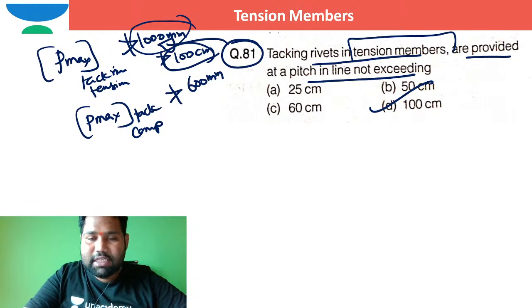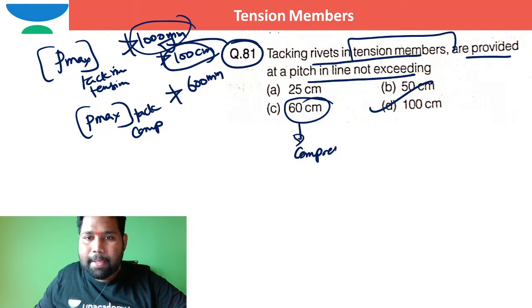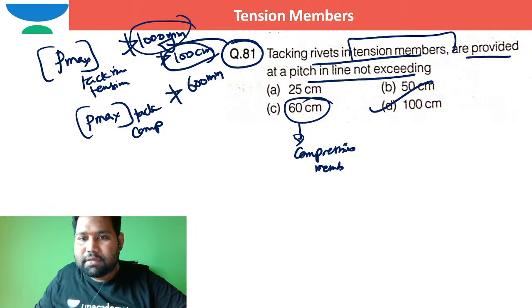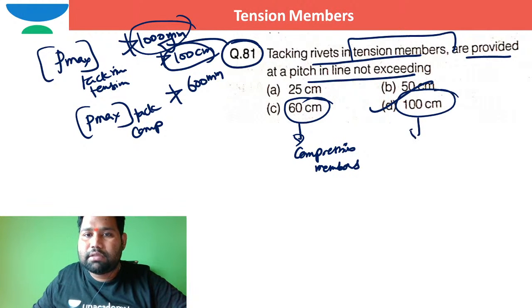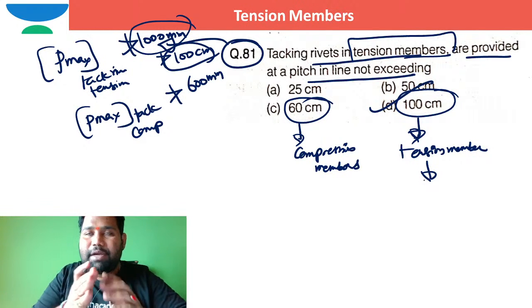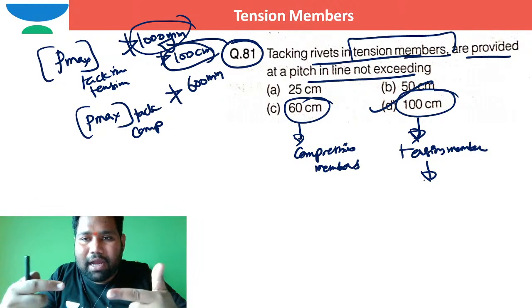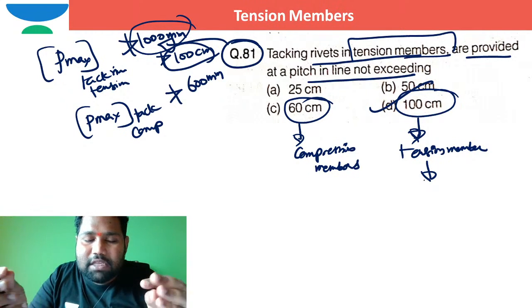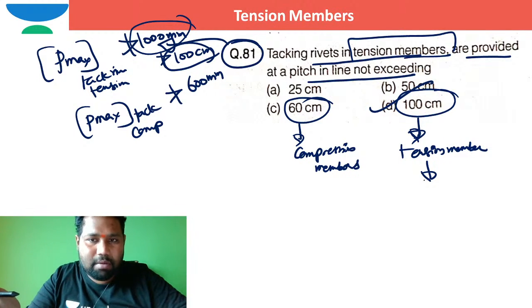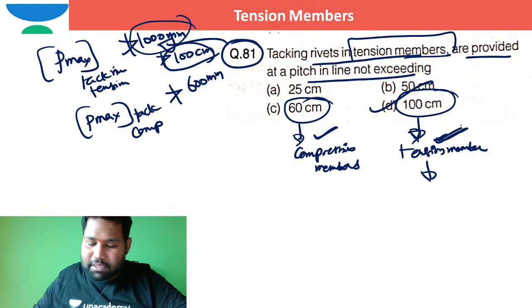It is not C. C is the answer in case of compression members or tack rivets. This is for tension members. They had clearly mentioned this is a tension member. In case of tension member, no buckling is possible, so the maximum pitch can be increased. Whereas in case of compression member, buckling is possible, so I need to keep the pitch closer than for tension members. So a lesser value for compression members, a higher value for tension members for maximum pitch.